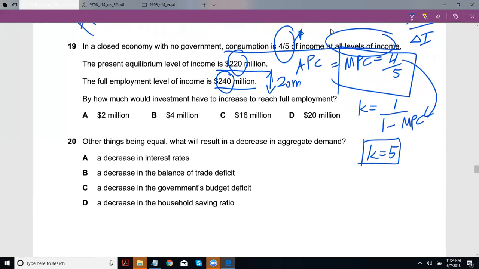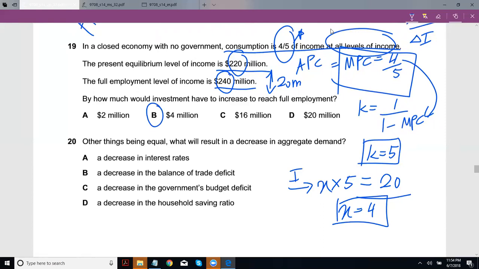So there'll be some increase in investment, let's call that increase X. When it is multiplied by the multiplier, that is 5, it equals the difference between the present level of income and the full employment level, which is 20. So that is 20 upon 5, it's 4. You increase investment by 4 million, that increases national income by 20 million and gets you to the full employment level of income.